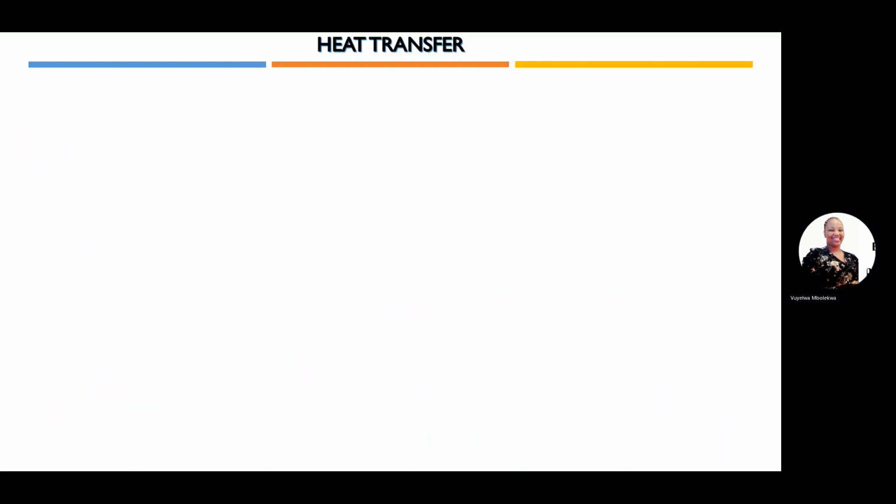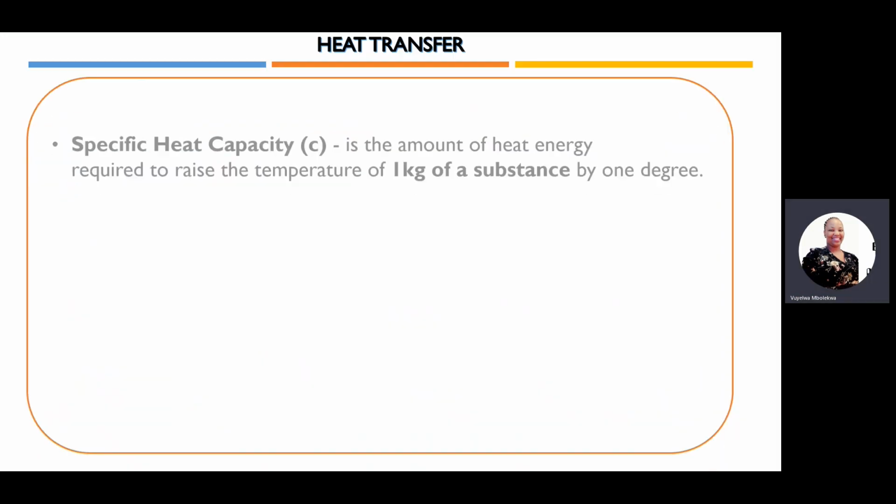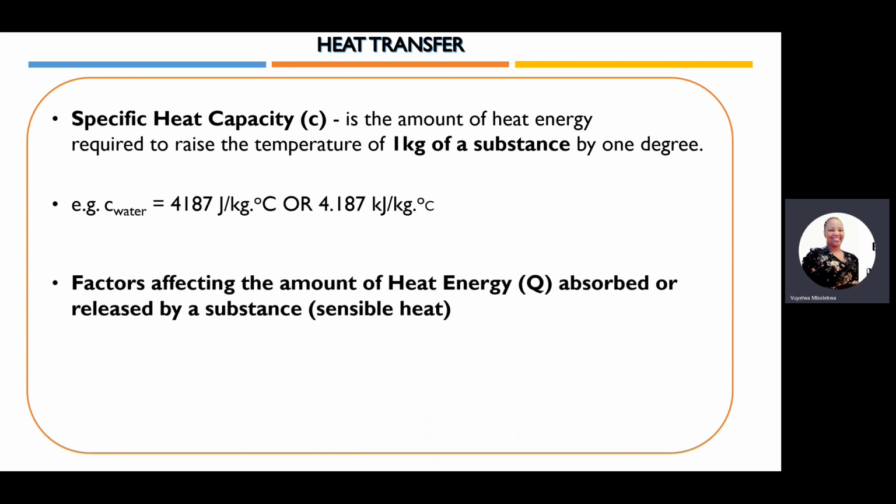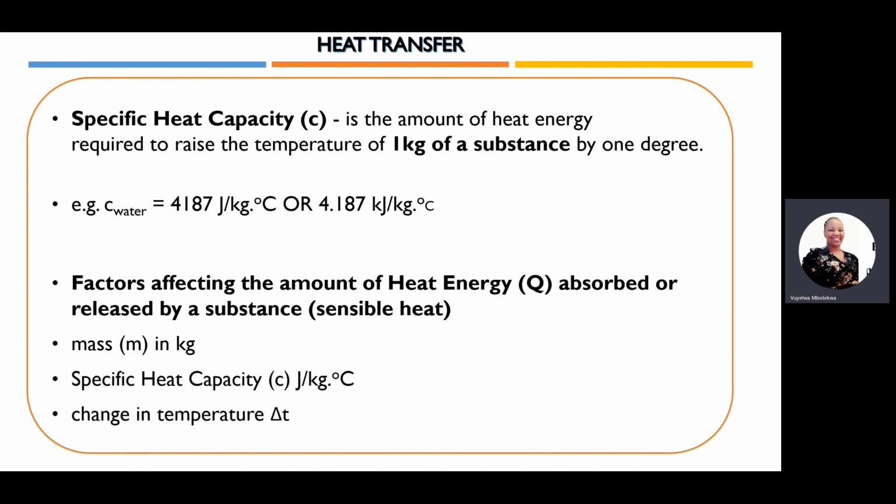And then there are 3 factors that will determine how much heat energy a body can absorb or release. Those factors are mass, specific heat capacity, and change in temperature. They led us to this formula. Q is mc delta T, since N1. Now, let's just take a closer look at this formula.